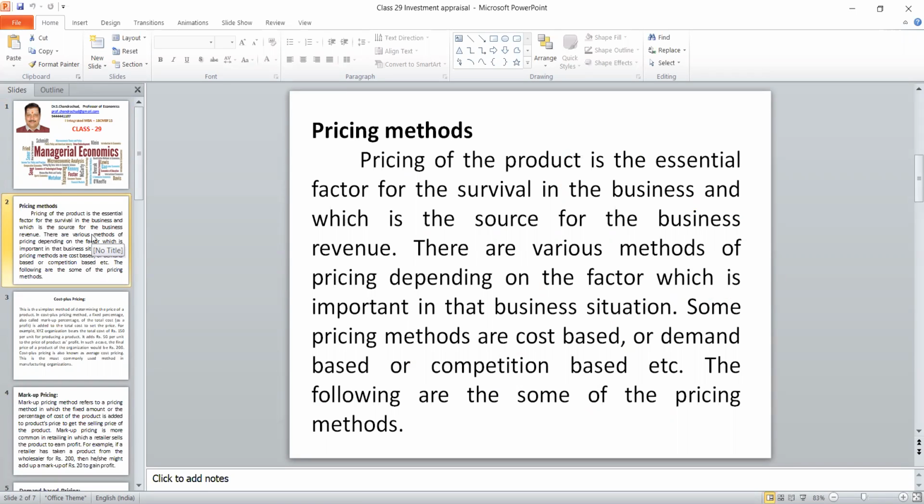As far as the pricing of a product is concerned, there are three factors to be considered. One is the cost factor, another one is the demand factor, and the third one is competition. That is why the pricing methods are broadly classified into three categories: cost-based pricing, demand-based pricing, and competition-based pricing. Apart from these, anything that does not come under this preview will be other types of pricing. We will see one by one.